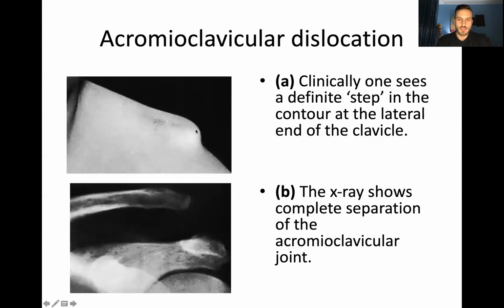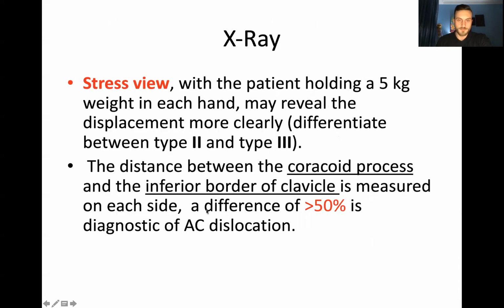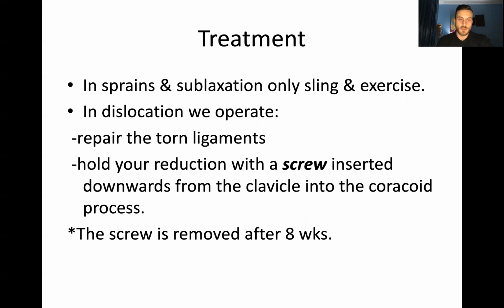This is a picture, you can see it here clinically. You can see a step at the acromioclavicular joint. On X-ray, you can see a distance between the clavicle and the acromion. What is the stress view? You let the patient hold 5 kilograms in the affected hand, and you take an X-ray, and you will see marked displacement in comparison to the contralateral side. So if there is more than 50% difference, this is a positive test.